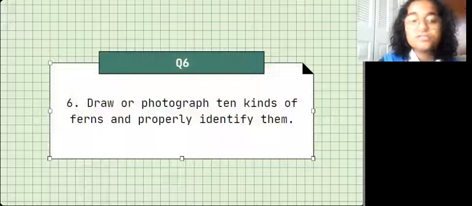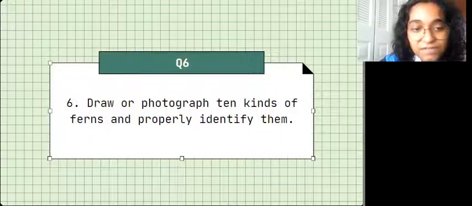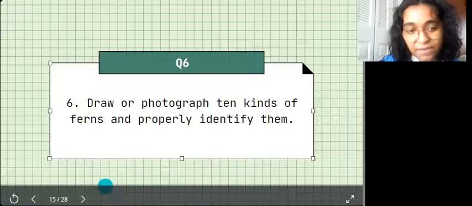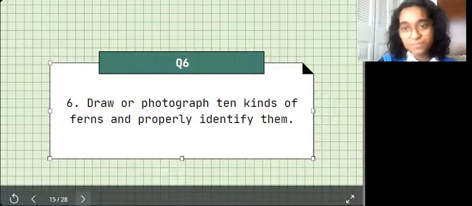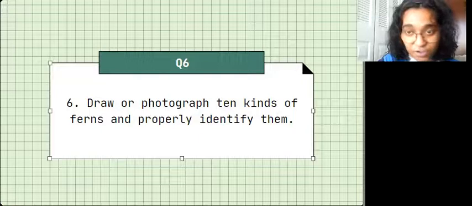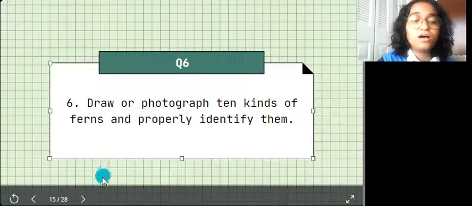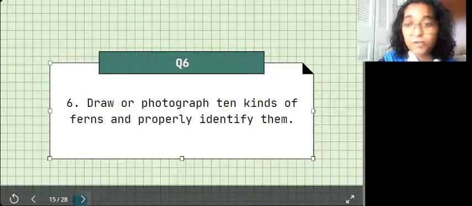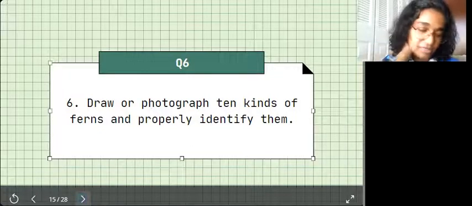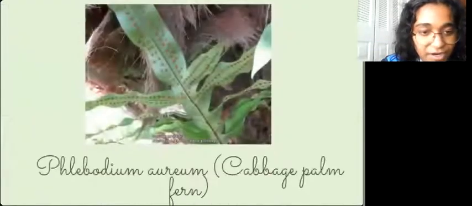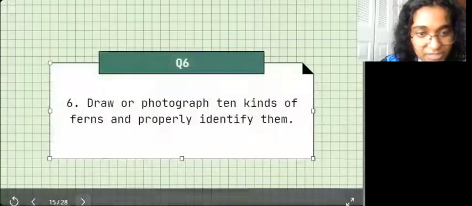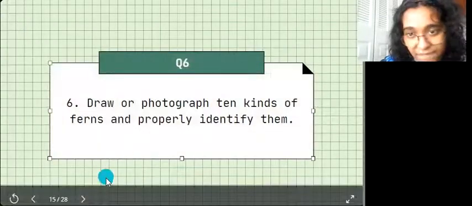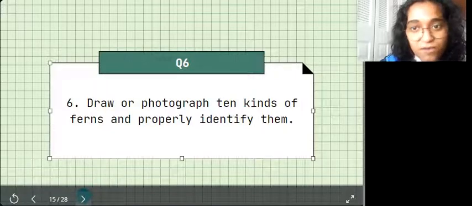Question number 6. Draw or photograph 10 kinds of ferns and properly identify them. This is an assignment which will be posted in the Google Classroom, which I'll be talking about later on. This is in the Kuwait Pathfinder Google Classroom, and over here I'm going to talk about 10 kinds of ferns, properly identifying them and where they're found, what they are.